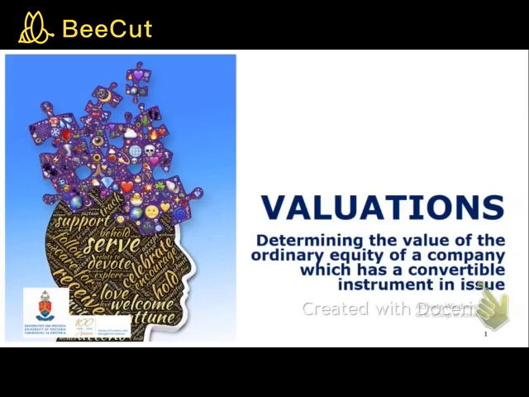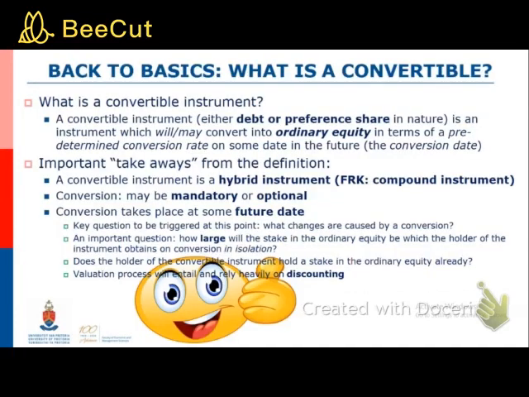Now in this particular insert we're going to have a look at the valuation of a convertible instrument, which in essence is a hybrid or compound instrument, and that tells me immediately that there are two separate parts having two distinctively different values given their distinctively different characteristics.